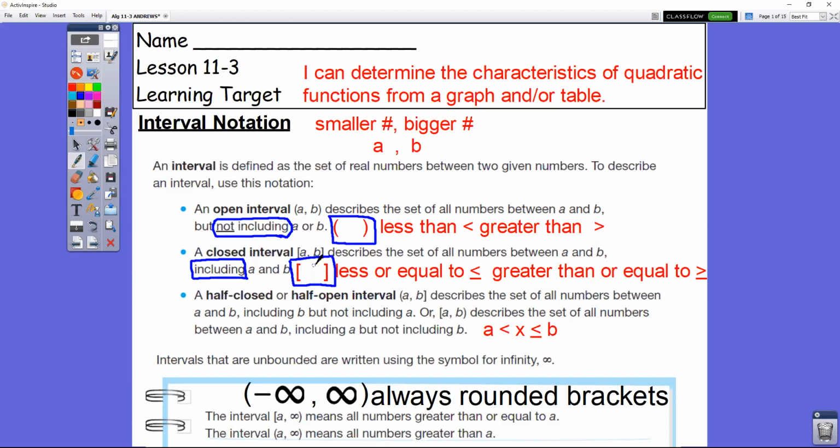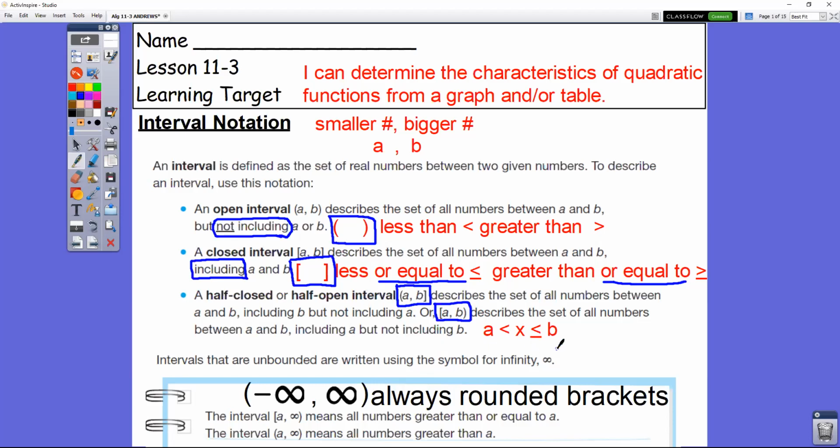You're only going to use these squarey parentheses or brackets when you have the or equal to's, when you have greater than or equal to or less than or equal to. So if it's just less than or greater than, it's roundy. If you have the or equal to, that's when it's squarey, all right? Sometimes you'll have one of one and one of the other. It could go the opposite way as well, or they could both be roundy or both be squarey. It all depends on how the problem is written, all right?